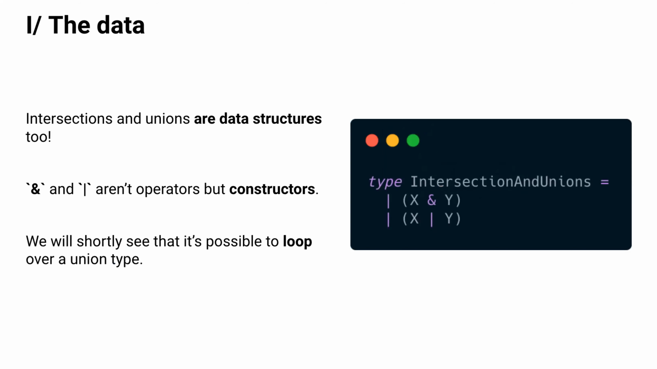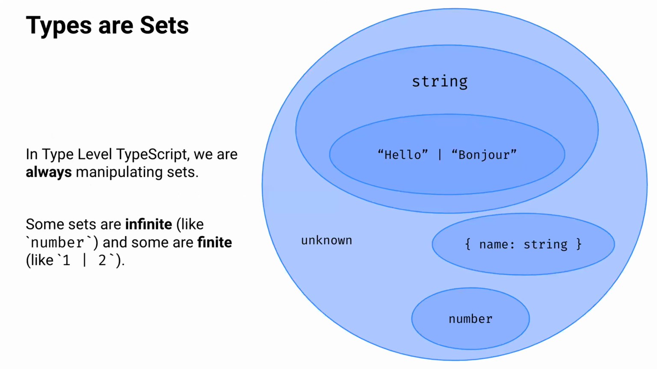Another thing that I think counts as part of the data structures are unions and intersections. We usually think about them as operators, but I think they are more like constructors because we can actually loop on a union type, and I'm going to show you how to do that. That means that you still have access to the members, so it's more like a list or a set than an operator. It doesn't evaluate to a single type.